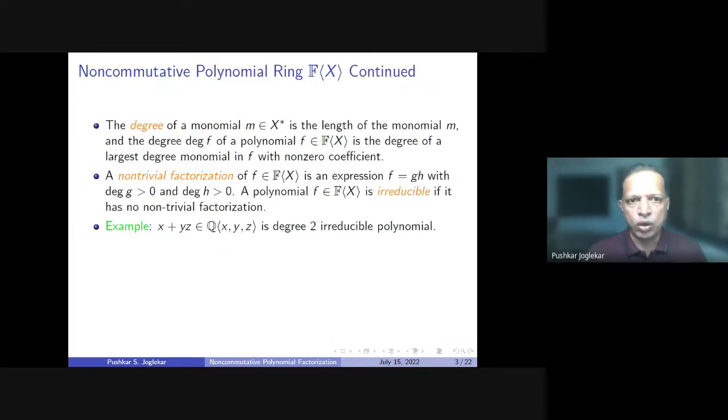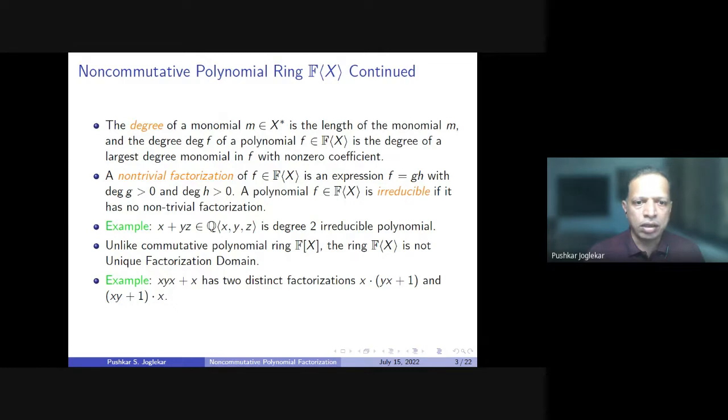Now, a few more standard definitions. The degree of a polynomial is the degree of its largest degree monomial, and the degree of a monomial is simply the length of the monomial. And by non-trivial factorization of a polynomial f, we simply mean an expression f = gh such that g and h have non-zero degree. And we call a polynomial f irreducible if it doesn't have any non-trivial factorization. So this polynomial x + yz is clearly a degree 2 irreducible polynomial.